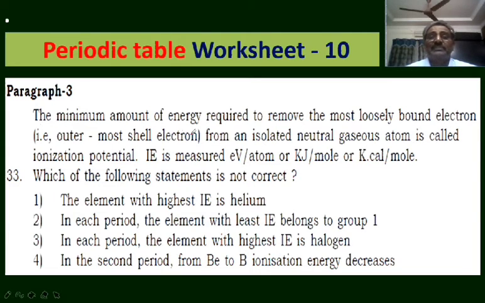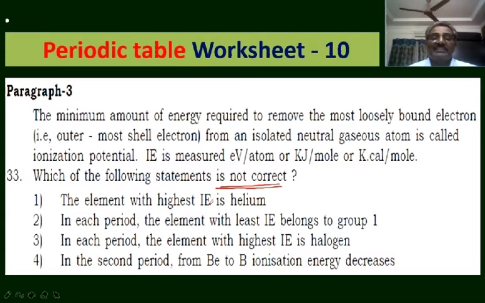Next, paragraph 3. The minimum amount of energy required to remove the most loosely bound electron, that is the outermost shell electron, from an isolated neutral gaseous atom is called ionization potential. Ionization potential or ionization energy is measured in electron volts per atom or kilojoules per mole or kilocalories per mole. Some information is given. The question is, which of the following statements is not correct? We need to identify the wrong statement.